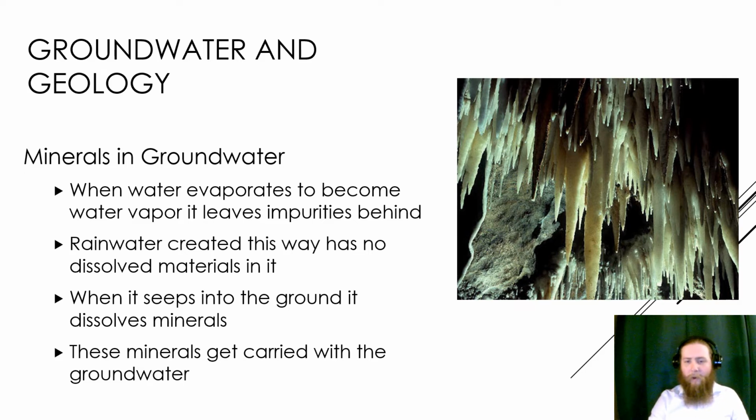When water evaporates to become water vapor, it leaves impurities behind. So normally when we're getting rainwater, it doesn't have a lot of dissolved minerals inside of it. When this water then seeps into the ground, it collects minerals. As these minerals continue to get down and get carried away, they get carried into the groundwater. Eventually, they can deposit these minerals in very cool structures such as these.